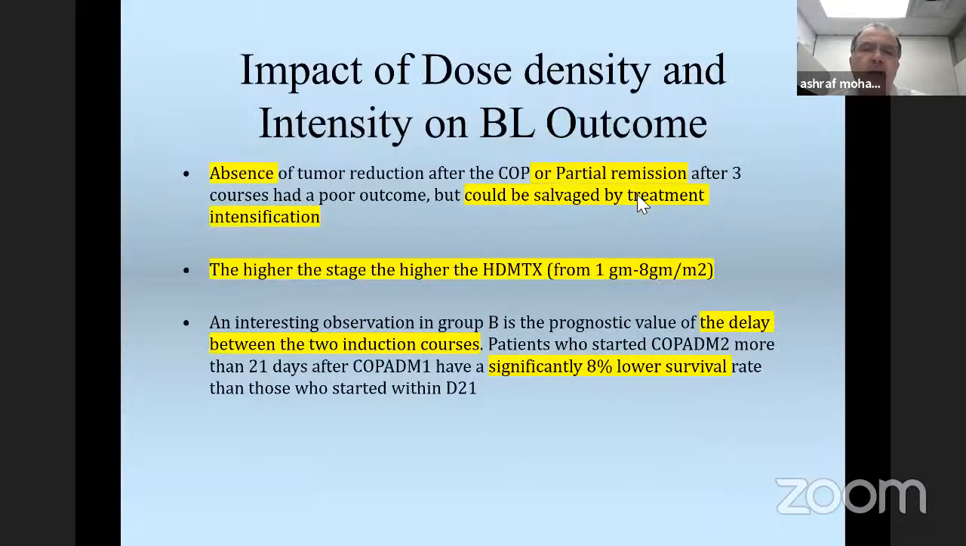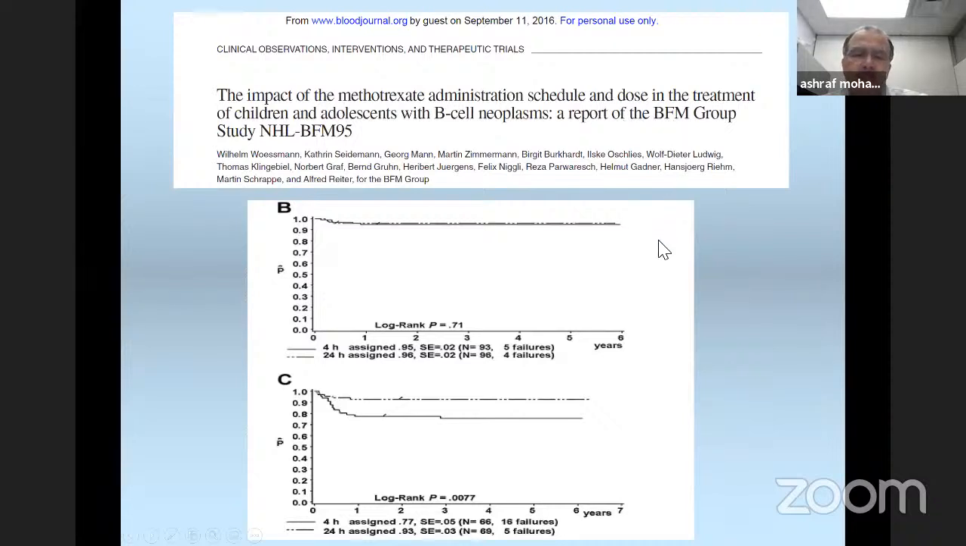Sorry, the BFM used methotrexate in 2 different forms, either 4 hours or 24 hours. And when they looked at the low stage, which is stage 1 and 2, there was no difference between 4 hours and 24 hours. But why are they checking that? Because we know the toxicity of methotrexate is higher when you do a longer infusion. So they were trying to shorten the infusion of methotrexate. In stage 1 and 2, there was no difference. Whether you give it over 4 hours or 24 hours, the cure was the same, but there was a big difference in the toxicity and mucositis. A 50% reduction in the mucositis happened when they gave it over 4 hours.